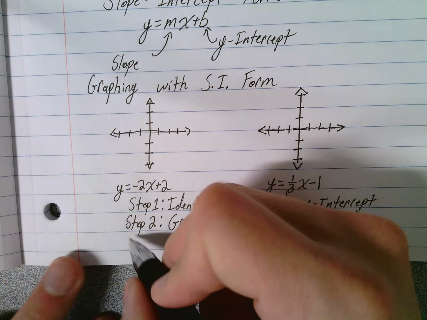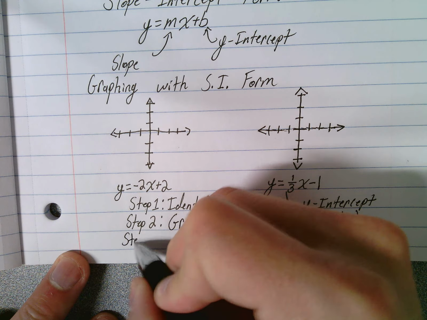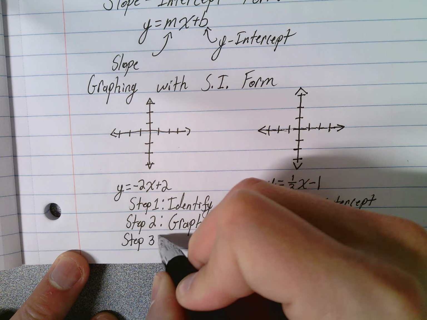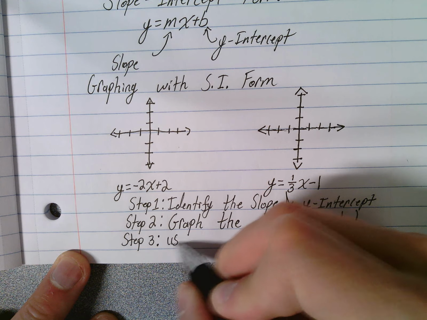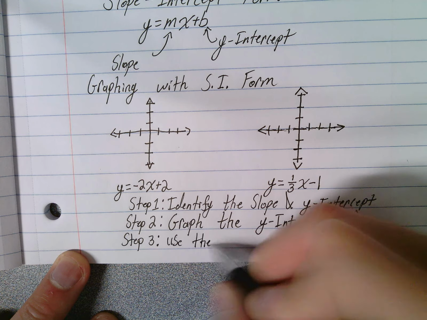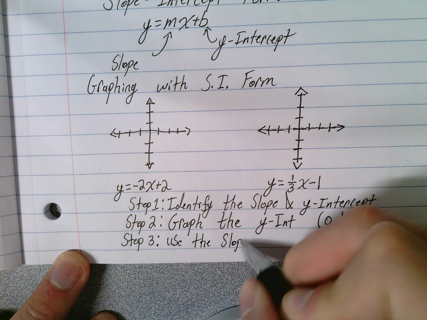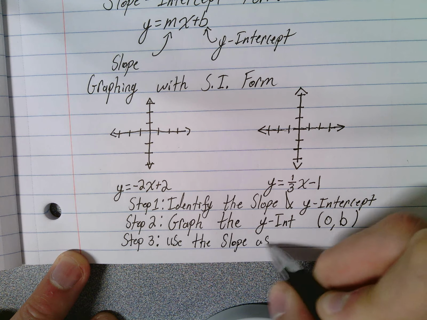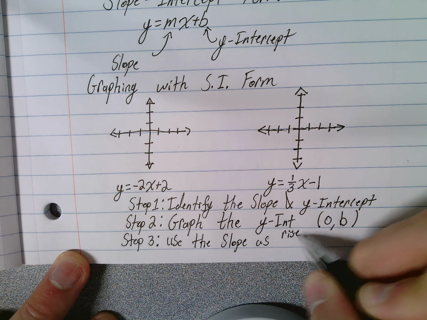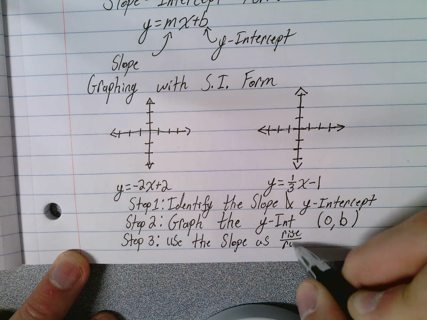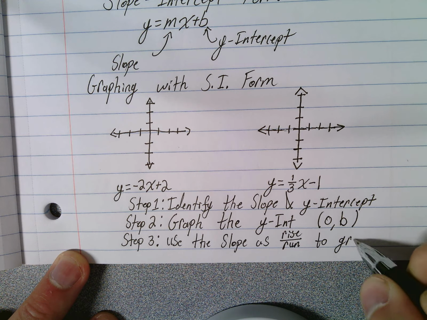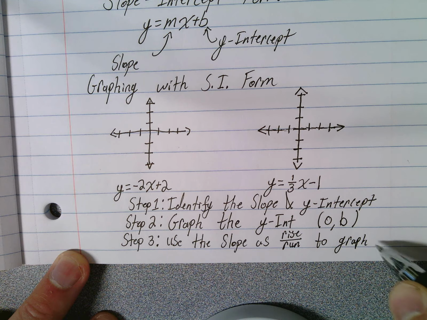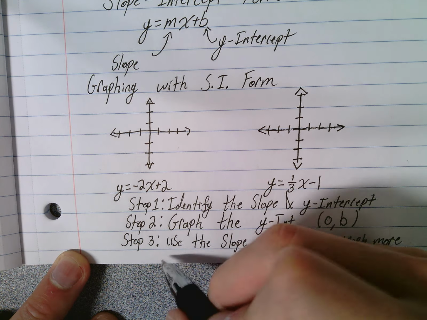And the last step to graphing these is use the slope as rise over run to graph more points.